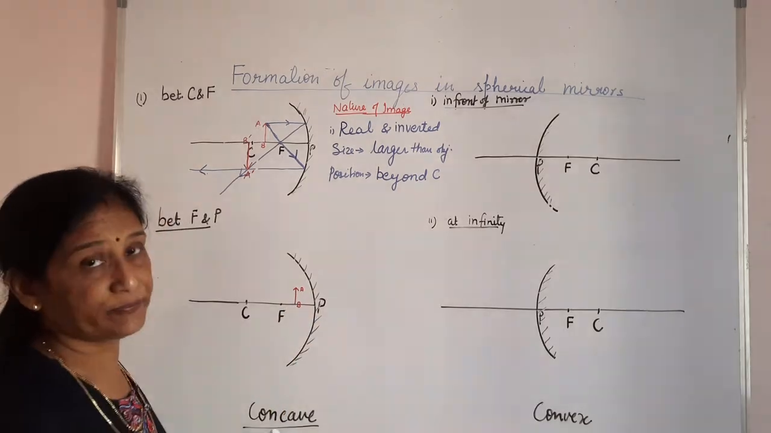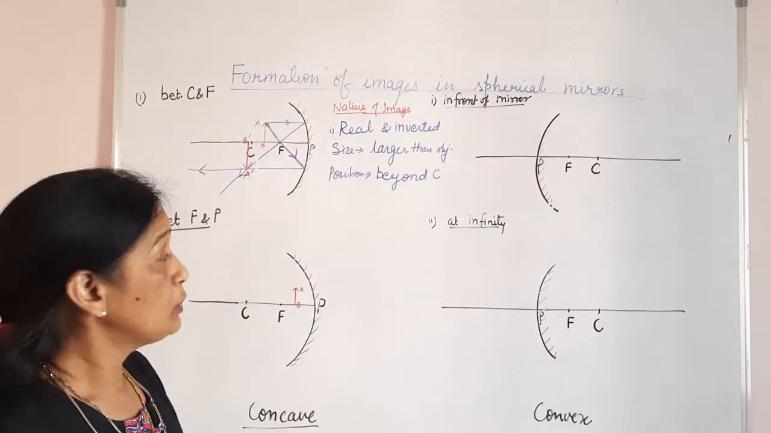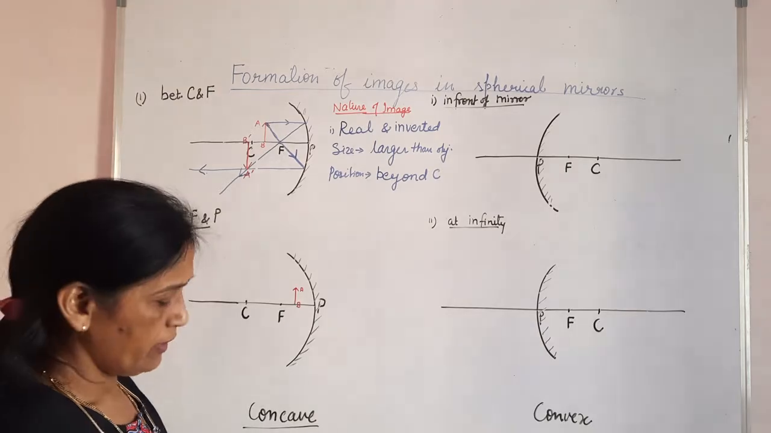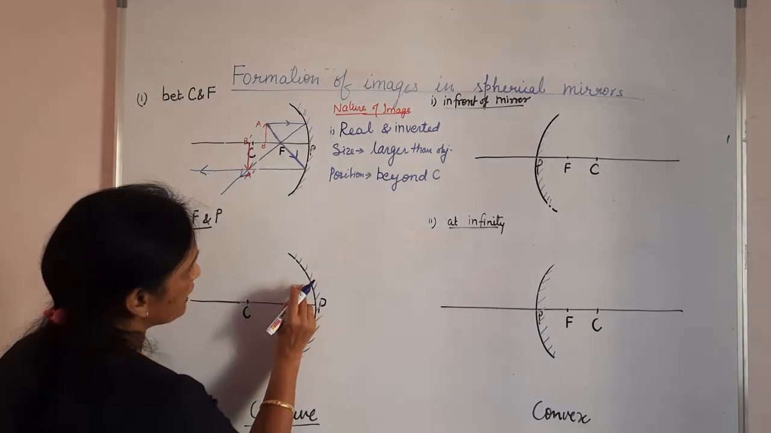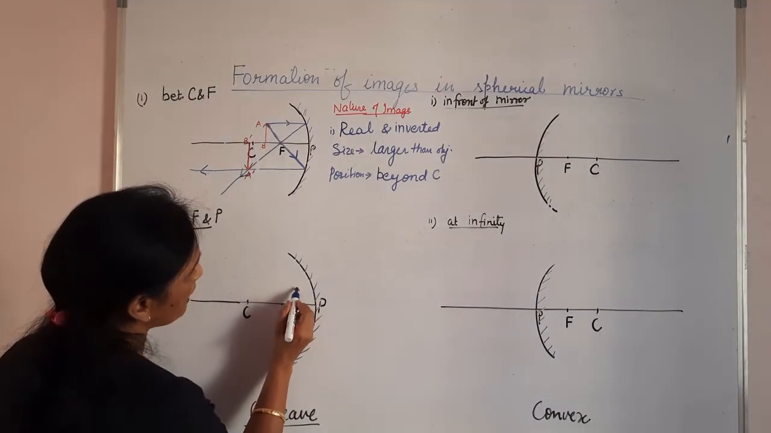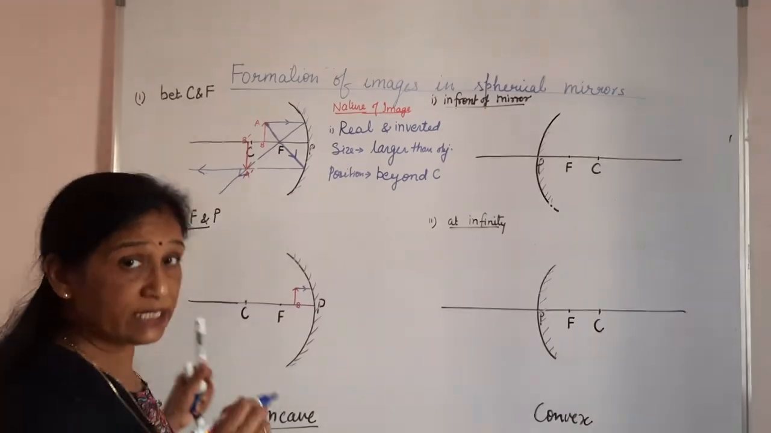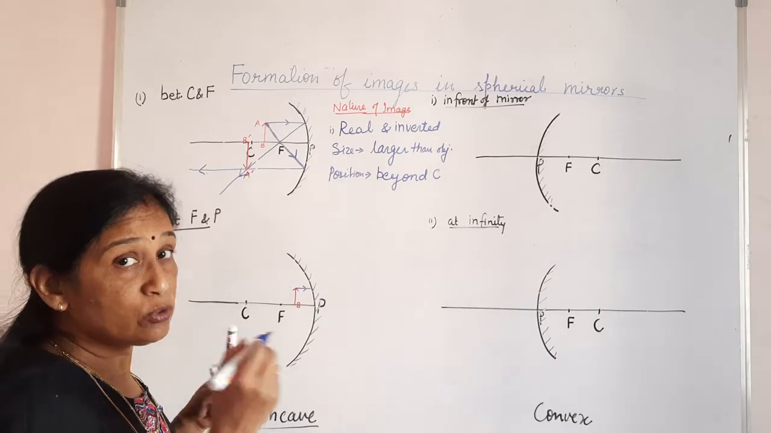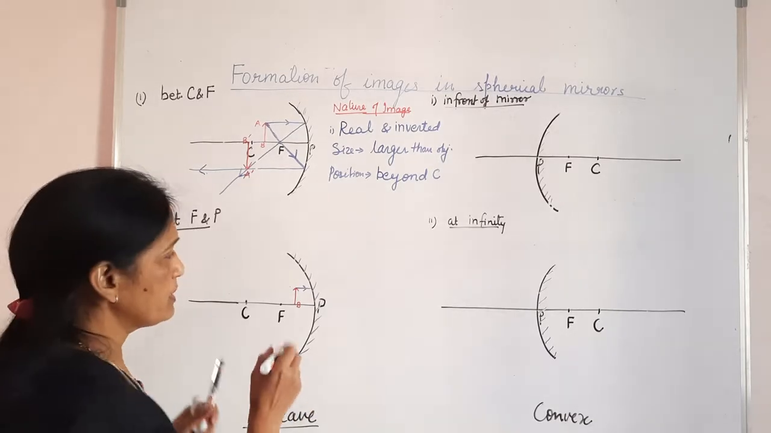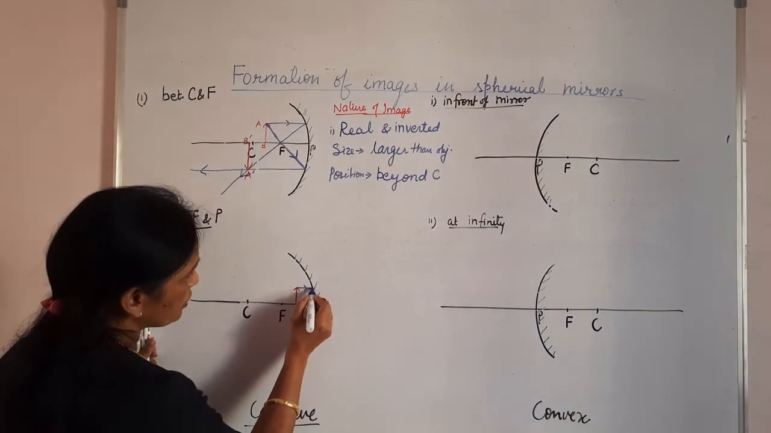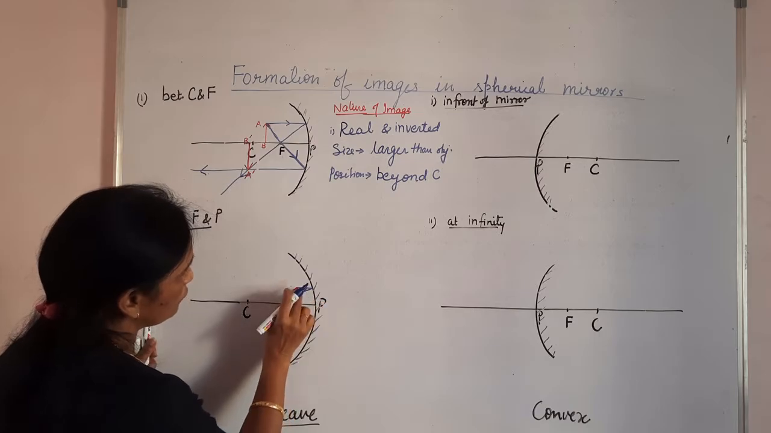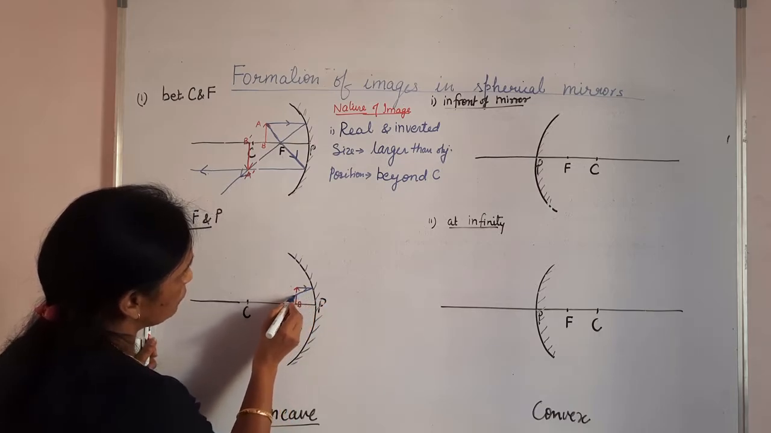This is my object. Now I'll use the rules. First I'll take this one only, a ray which is parallel to the principal axis. The incident ray coming from the object to the mirror, if it is parallel to the principal axis, after reflection it will pass through the focus.